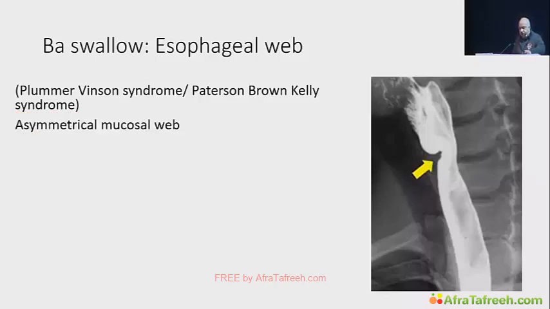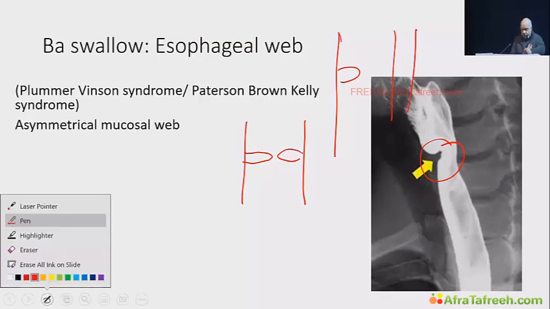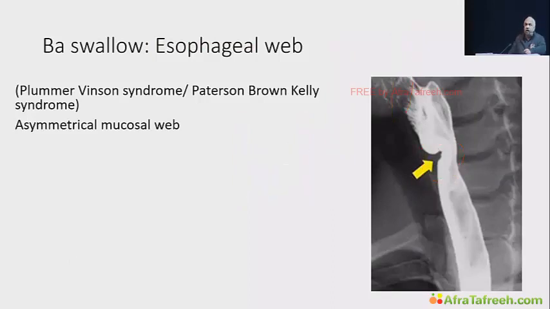So this web is asymmetrical and mucosal, means if this is a wall of esophagus, the web will not come here and here. No, it only comes from the anterior wall, mainly. So that's why you see an asymmetrical web. The next topic, Schatzki ring, is symmetrical. This is asymmetrical and only mucosal.